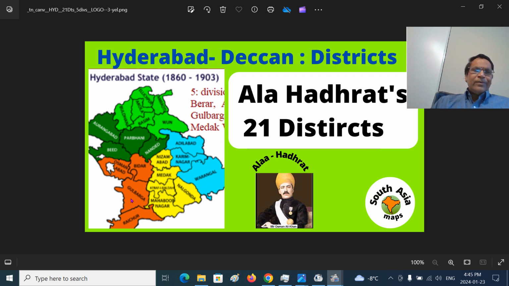Then we have Raichuru division. Raichuru, Gulbarga. Actually, Gulbarga division: Raichuru, Gulbarga, and Bidar, and Usmanabad. This is the Marathwada region, the Marathi speaking area. Aurangabad and Parbhani and Nanded and Beed. This is Berar. A lot of people are not aware.